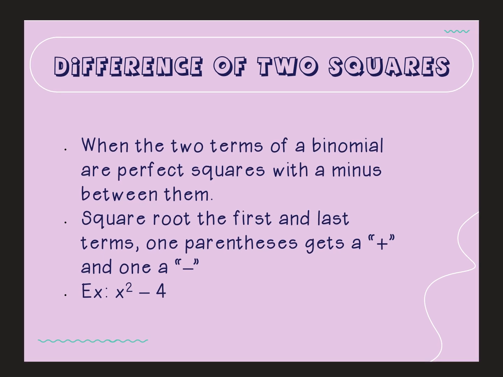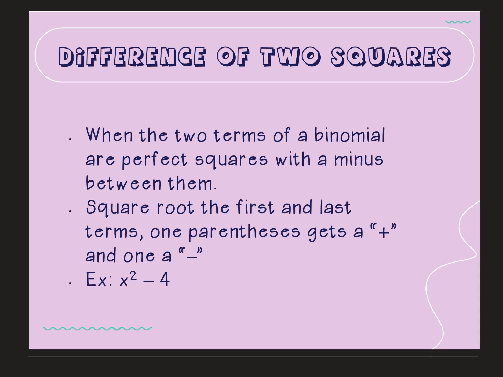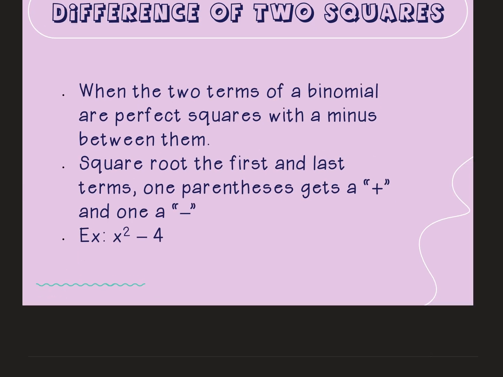When we talk about the difference of two squares, when you have two terms of a binomial and they're perfect squares with a minus sign in between them, you have the difference of two squares. You're going to square root the first and last terms. One parenthesis gets a plus sign, one gets a minus sign.